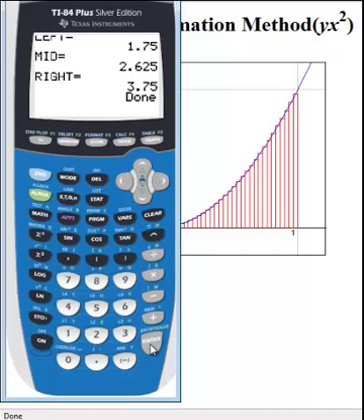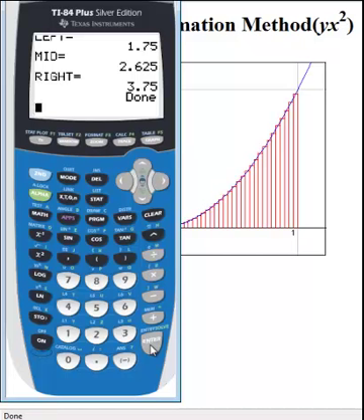If we use the left endpoint, we'd have an approximate area of 1.75. If we use the midpoint of the 4 intervals to calculate the height of the rectangles, we'd have 2.625 for the area, and then the right endpoint, which is what we did, you get 3.75.